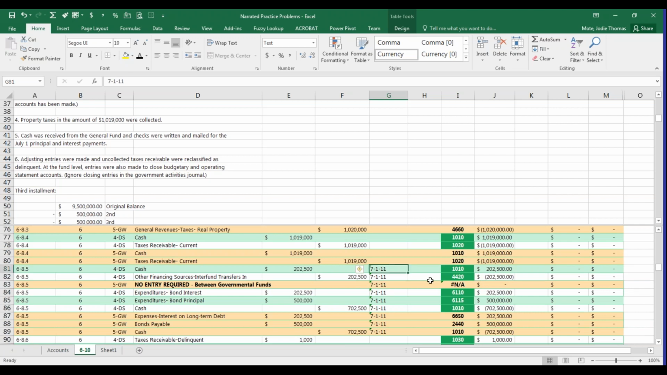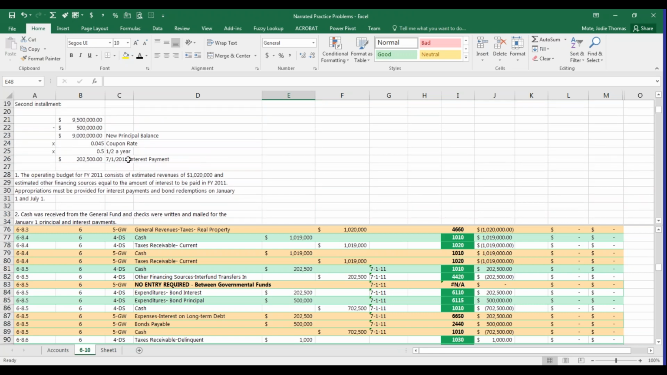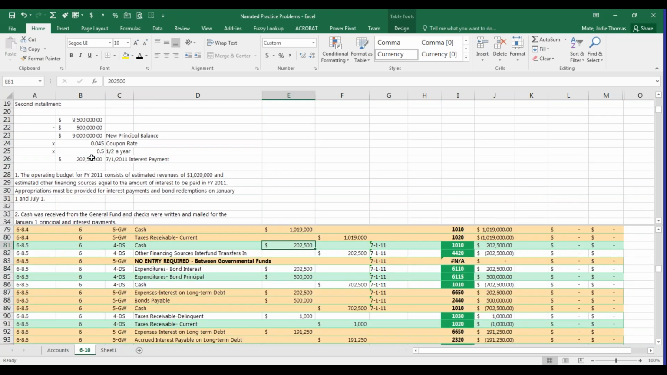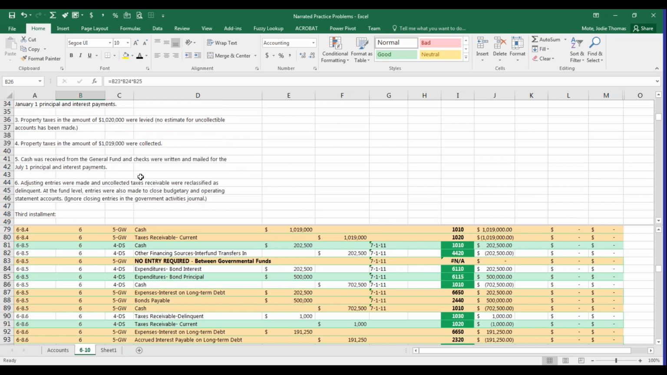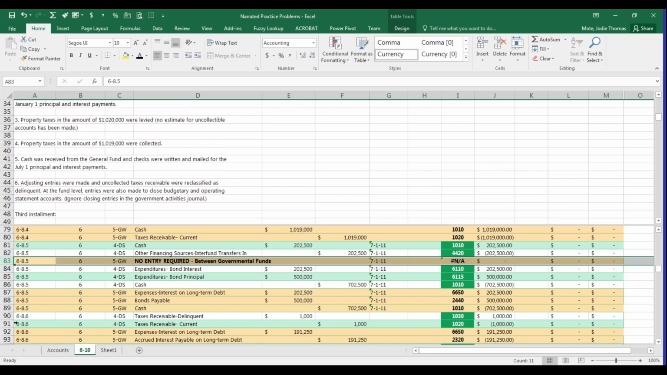But number 5, all right. So number 5, we got to record the transfer from the general fund first, which is $202,500. Remember, we calculated that interest payment up here. And remember that the general fund is covering the interest payments of this fund by transferring money in. So that's our first step. Again, because these are transfers between governmental funds, there is no government-wide entry.